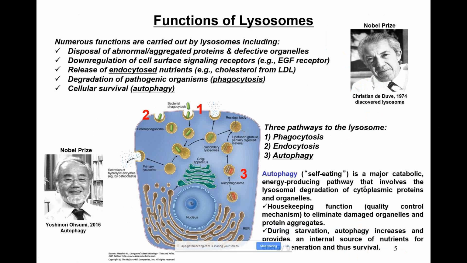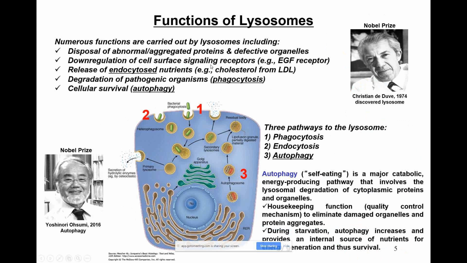Now, looking at the function of the lysosomes, there are many important functions, and I've just summarized a few of them here. I wanted to highlight that back in the 1950s, Christian de Duve discovered the lysosome, and he was acknowledged for that discovery in 1974 with a Nobel Prize. Some of the critical functions that the lysosome carries out, I've listed here. For example, they dispose of abnormal or aggregated proteins as well as defective organelles, such as mitochondria.